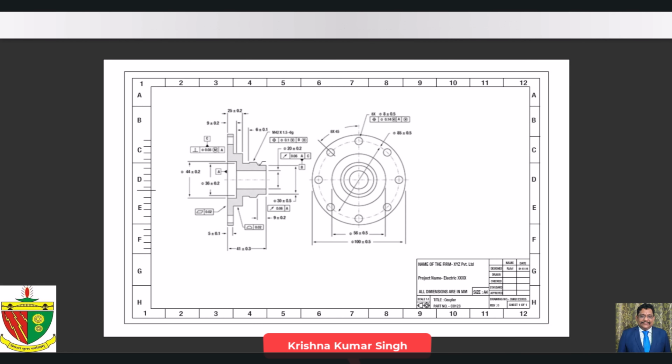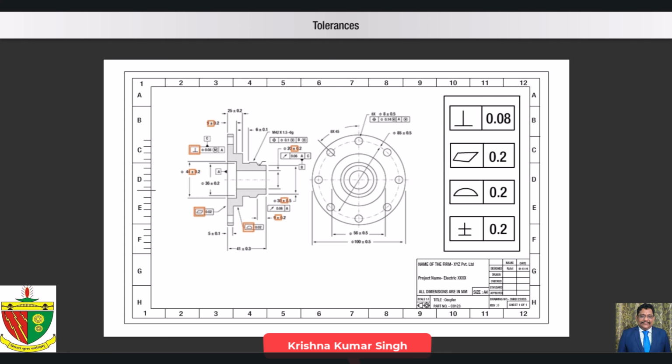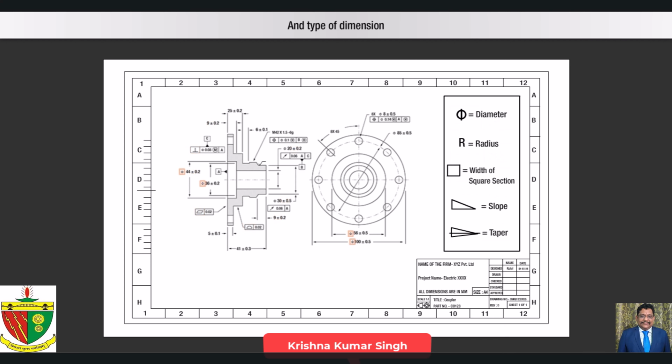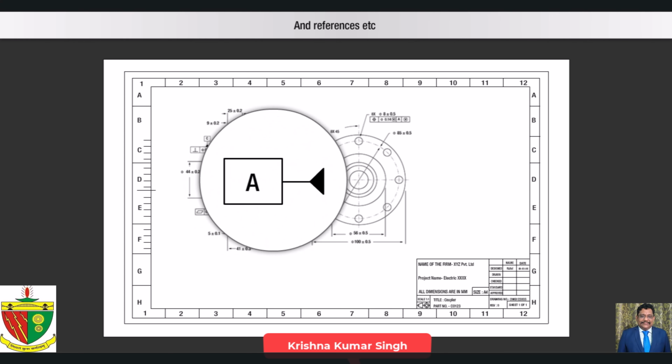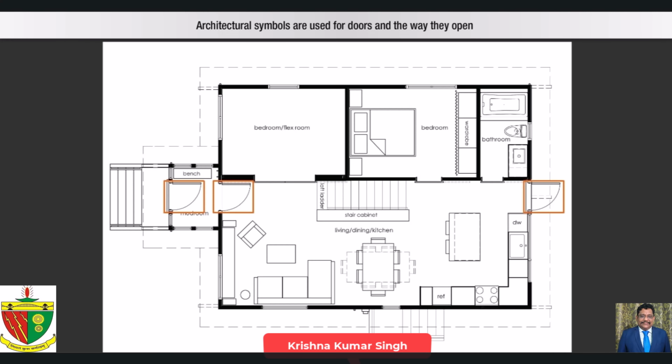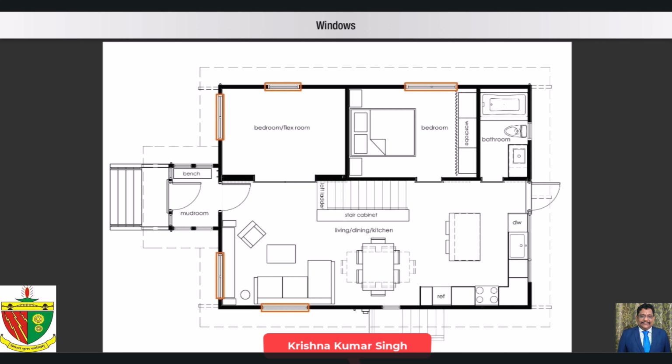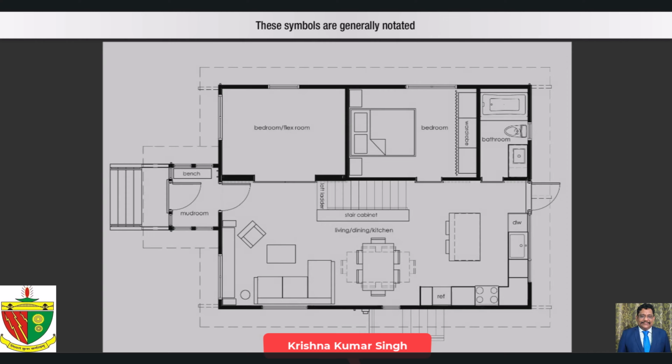Reading symbols. Manufacturing drawings use various symbols to denote tolerances and type of dimension, finish, and references, etc. Architectural symbols are used for doors and the way they open, windows, stairs, appliances, fixtures, and furniture. These symbols are generally notated.